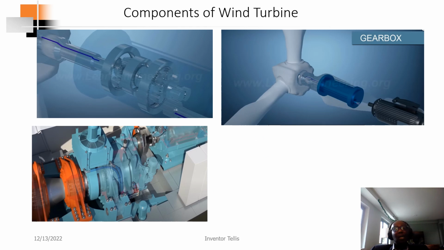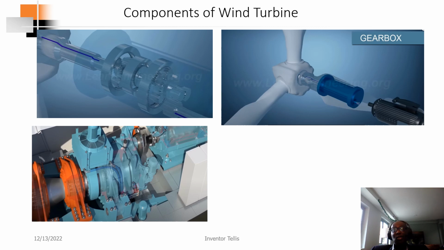Okay, so now let's talk about the components. Like I've made mention previously, I've shown you a schematic of how the wind turbine, especially the Type 3 wind turbine, looks. So this is how the inside of the wind turbine looks.